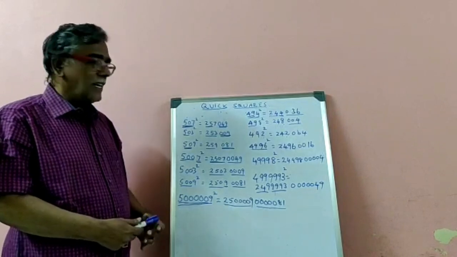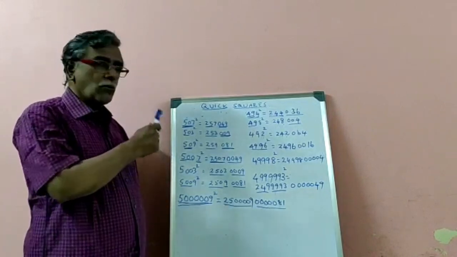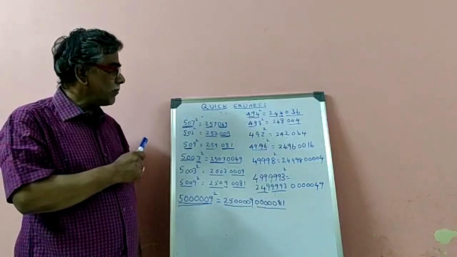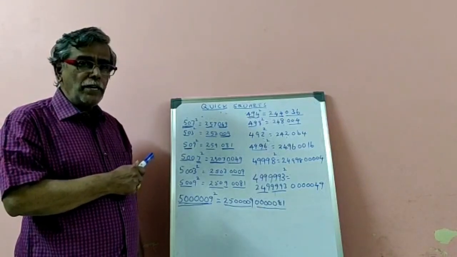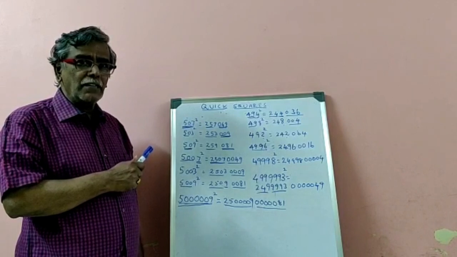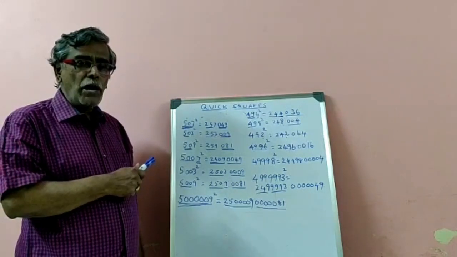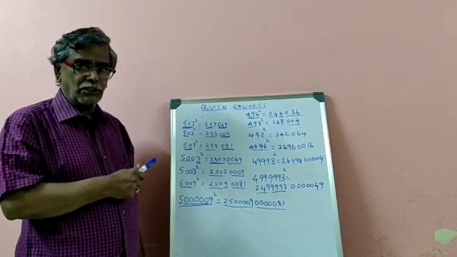Hello viewers, last session we saw some quick squares. In this session also we are going to find out some quick squares. How many numbers are in between 500 and 510? There are only 9 numbers. How can we find squares of such numbers?